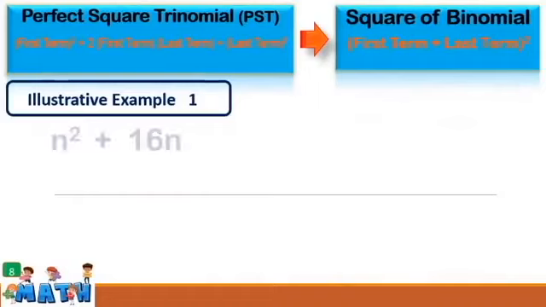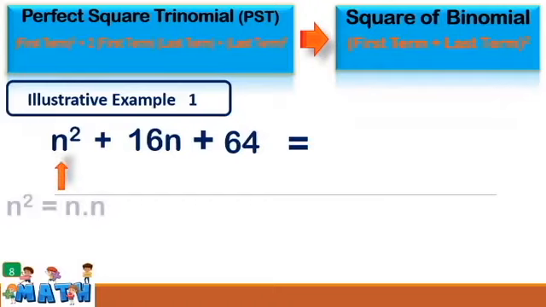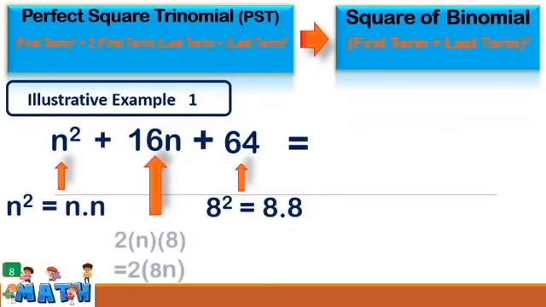Let's try example number 1. So we're going to factor n squared plus 16n plus 64. So what are we going to do? Check whether the first and last terms are perfect squares. The first term is n squared, and it can be written as n times n, and 64 can be written as 8 squared or 8 times 8. And checking for the middle term, we have n times 8 is 8n times 2 is 16n. So we have a perfect square trinomial.